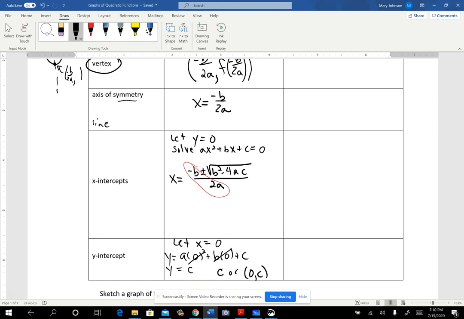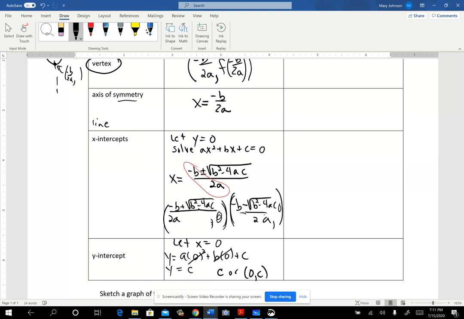And back to the x-intercepts. So negative b over 2a, negative b plus square root of b squared minus 4ac over 2a, and negative b minus square root of b squared minus 4ac over 2a. Those are your two x-intercepts, and if you had to write them as an ordered pair, you could put a 0 at the end, okay? You just normally don't have to.